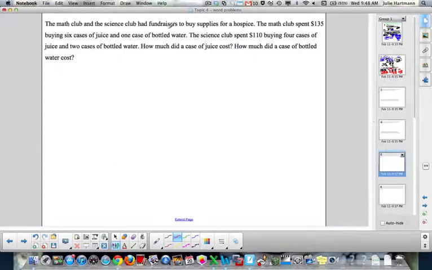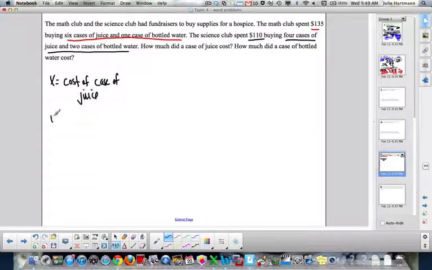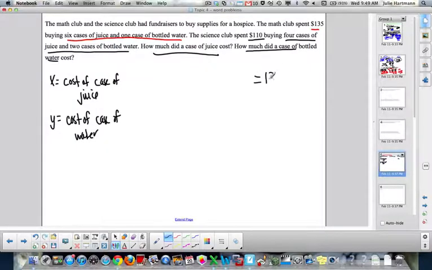All right, Math Club and Science Club had fundraisers to buy supplies for a hospice. Math Club spent $135, 6 cases of juice and 1 case of bottled water. The Science Club spent $110, 4 cases of juice and 2 cases of bottled water. How much did a case of juice cost? How much did a case of bottled water cost? So, x equals cost of case of juice, y equals the cost of case of water, because that's what our questions are asking.